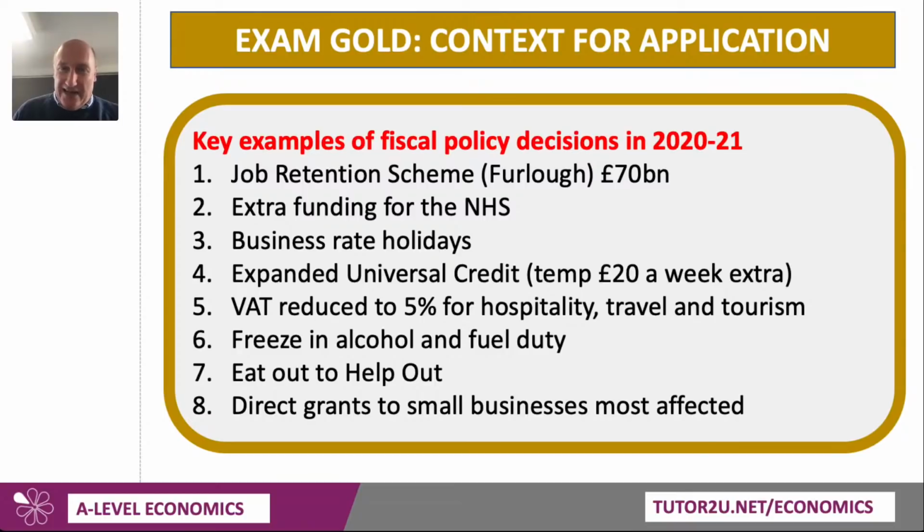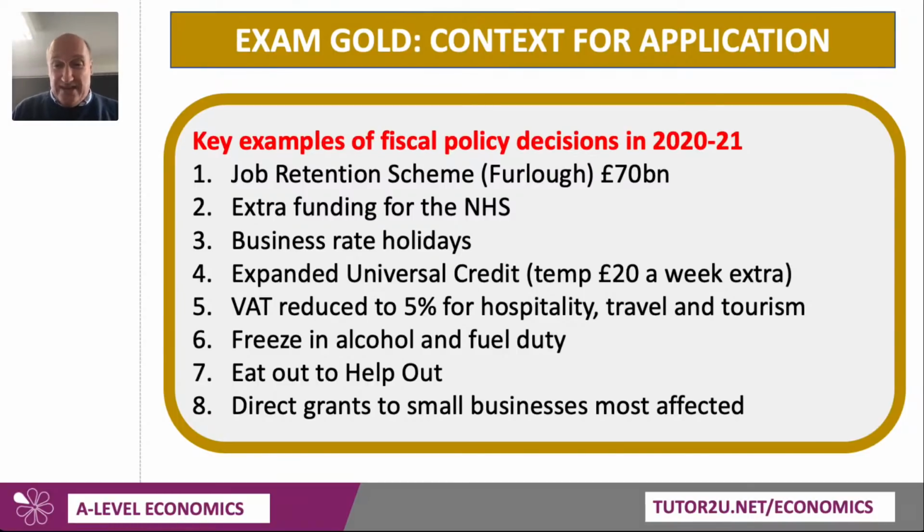Everybody mentions Eat Out to Help Out. If you ask 10 economists on Monday, 12 of them will have mentioned Eat Out to Help Out. My strong advice, by the way, is to pick better examples than that, because it wasn't really that significant, but it obviously hit the headlines. There were also lots of direct grants to small businesses affected, like cinemas and theatres, and the arts got about £1.5 billion. So there we go, some good examples of what happened.